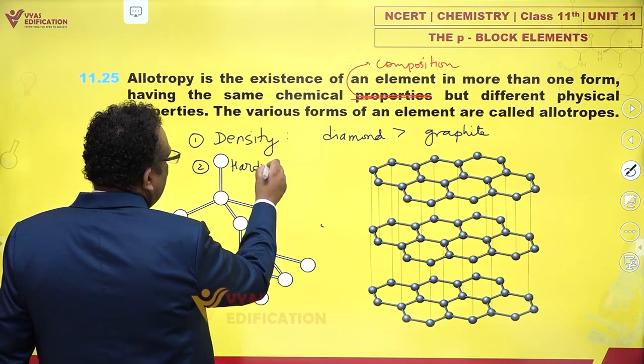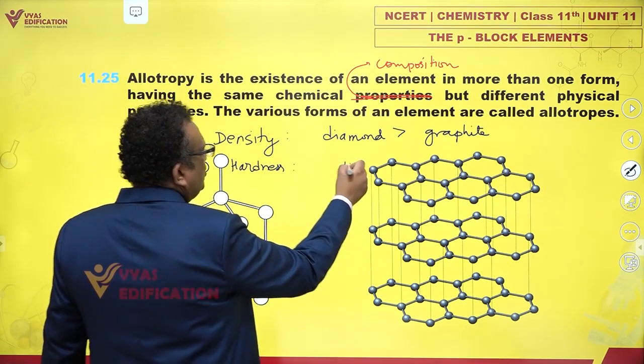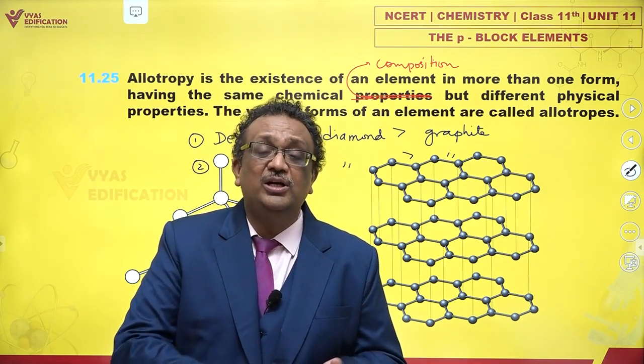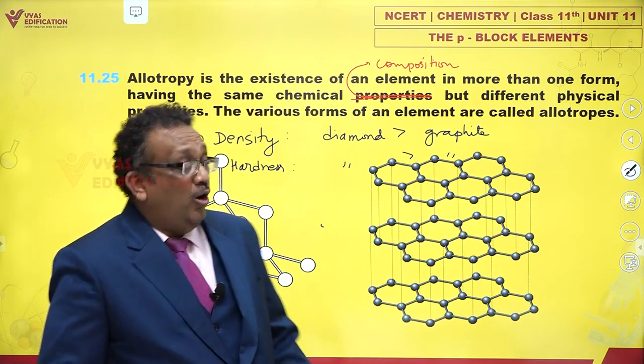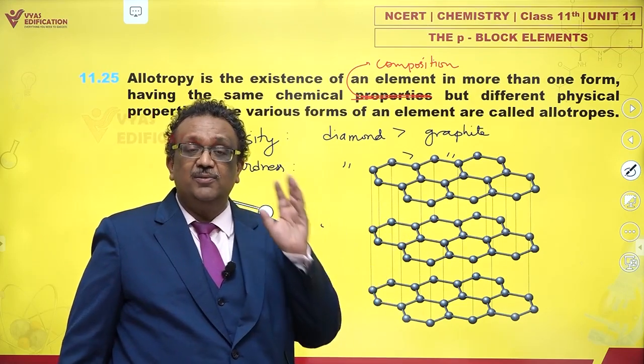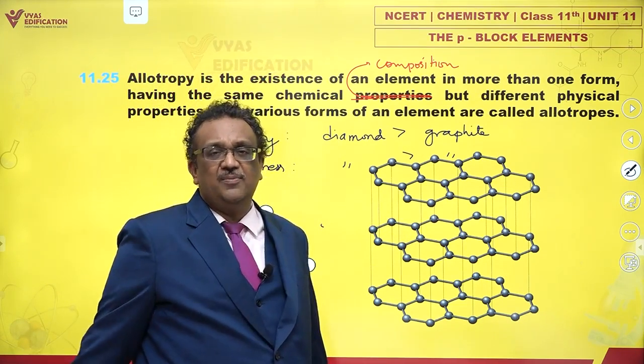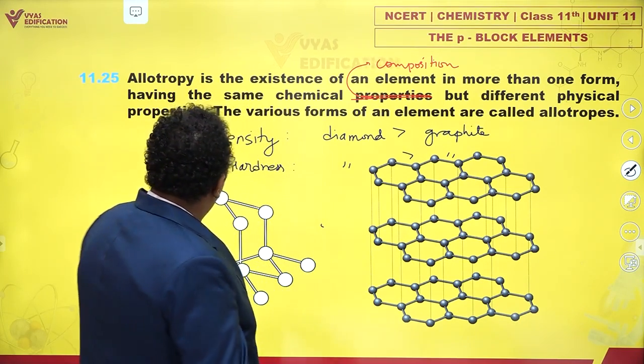Hardness is something which is very, very popular. Diamond is much, much harder than graphite. Graphite is soft, you can make it powdery. Actually, it is used as a lubricant. On the other hand, diamond is so hard, it is the best possible abrasive. You can use it for cutting, polishing the hardest of the other substances, and it works very well.